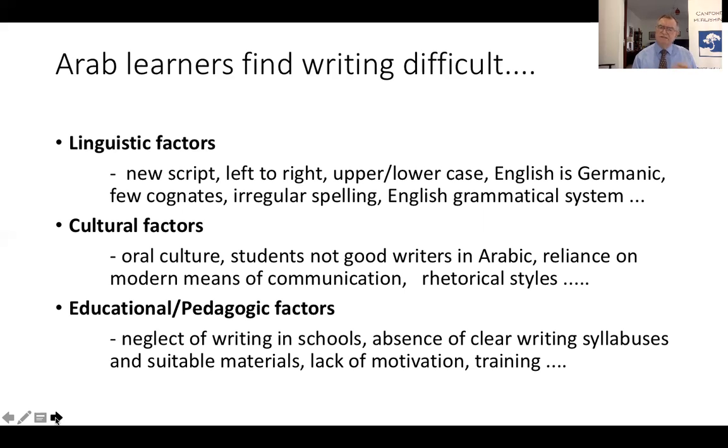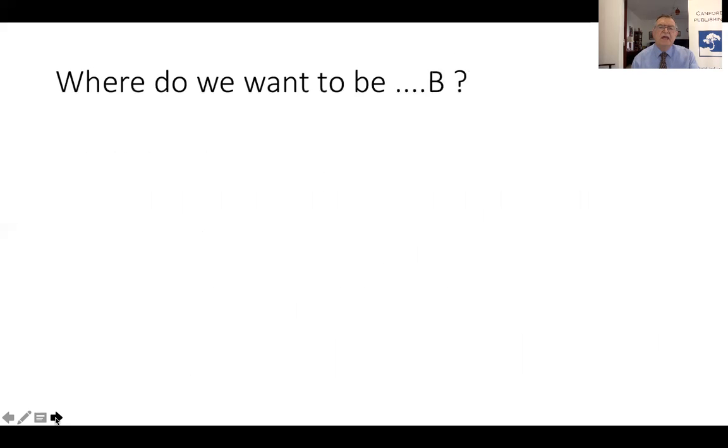We may find also there's a lack of motivation amongst the students. They think, why do we have to learn to write in English? And also amongst some of the teachers who find writing is rather time-consuming, takes up classroom time, it takes up their time as well. And then there's a lack of training specifically in the teaching of writing, I feel. So that's where we are.